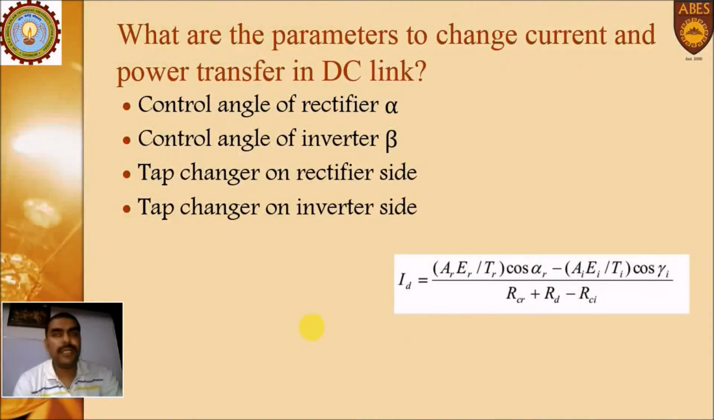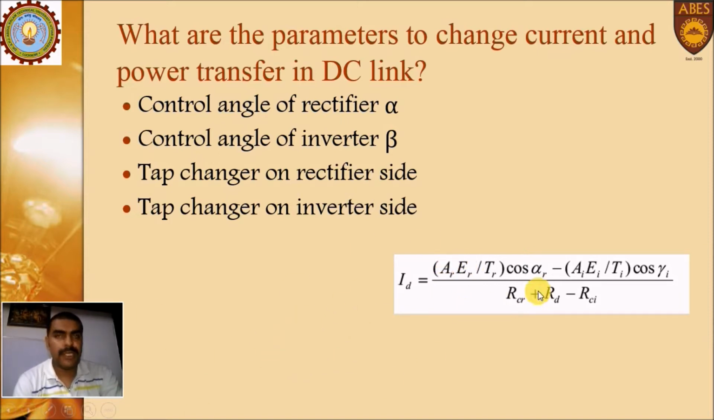The first question is: what are the parameters to change current and power transfer in a DC link? As we all are aware, the power in any HVDC link can be changed by changing the DC link voltage VD or the current ID. The expression for the current, which was already discussed previously, can be written by this equation: ID will be equal to this.